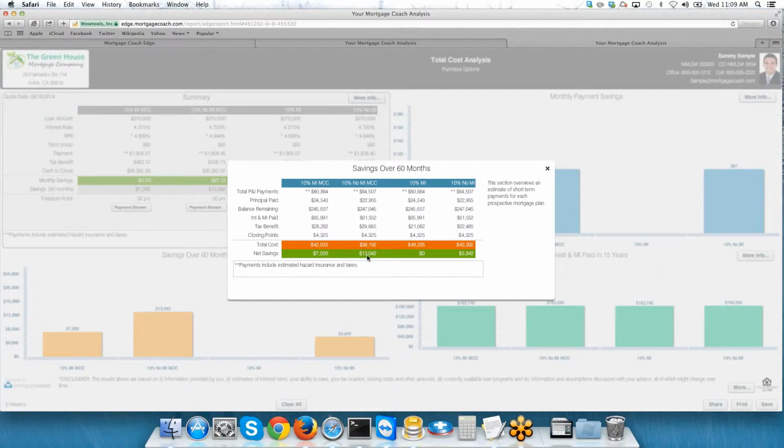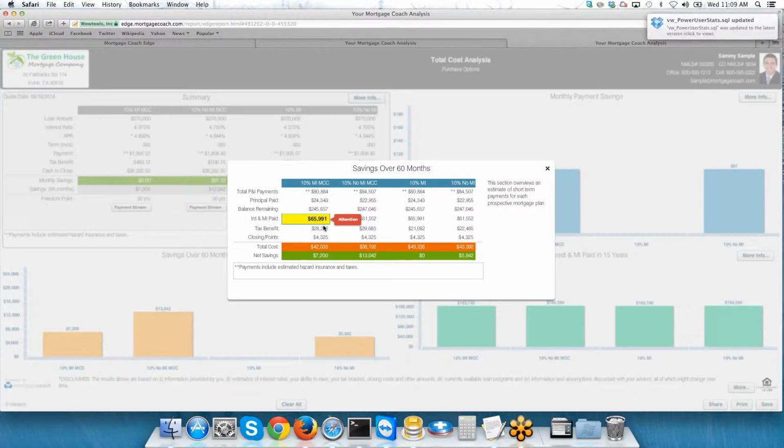And when we're looking at the savings over 60 months, if you really need to be able to explain this to your borrower, we're really isolating these bottom three lines. So we're starting with the 65,991. That's the interest in MI that they're paying over this 5-year period of time. We are subtracting out the tax benefit.